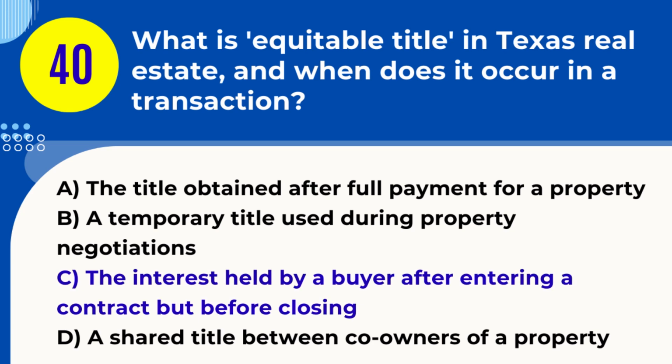Answer: C. The interest held by a buyer after entering a contract, but before closing. Explanation: in Texas real estate, equitable title refers to the interest and rights a buyer acquires in a property upon entering into a purchase contract, but before the legal title is formally transferred at closing. This gives the buyer certain rights to the property during this interim period.